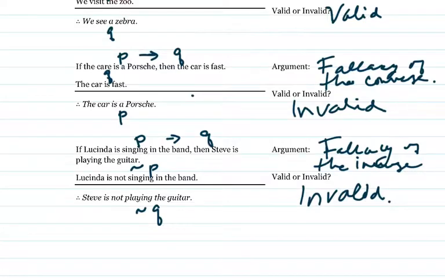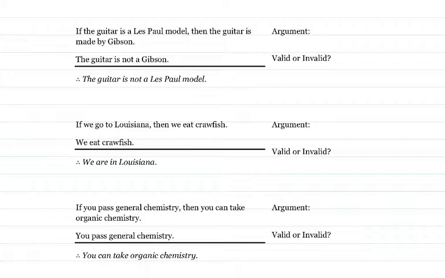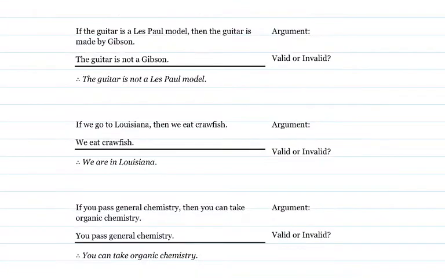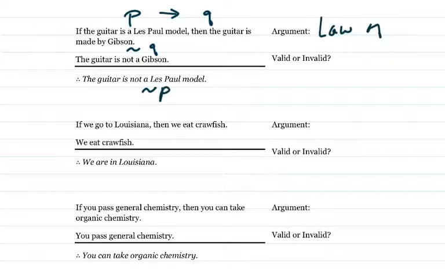But okay, if this is representing the fallacy of the inverse, then we have an invalid argument. Let's do a couple more of these. I don't want to go through all of them; there's a lot. If the guitar is a Les Paul model, then the guitar is made by Gibson. So that's our P. This is our Q. The guitar is not a Gibson. Therefore, we have the guitar is not a Les Paul. It's not P. This is our law of contraposition, and that makes this valid.